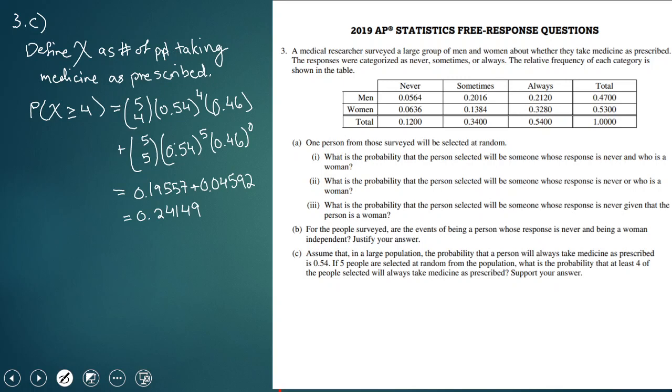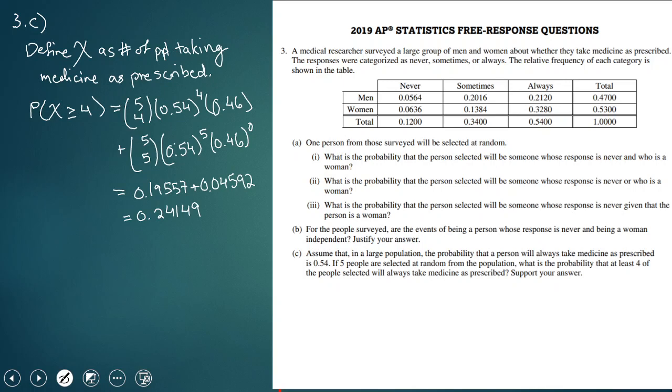Now, one of the things that you probably should do, it is given in the question, but sometimes, especially if you're going to do calculator syntax, which I'll show right now, you should probably specify your parameters before you do a test or before you do a calculation. So I probably would have said with n is equal to 5 and p is equal to 0.54, this probability that x is greater than or equal to 4 is blank.